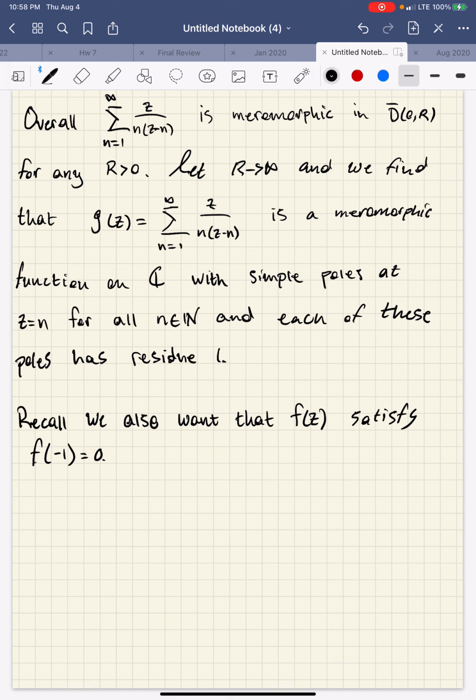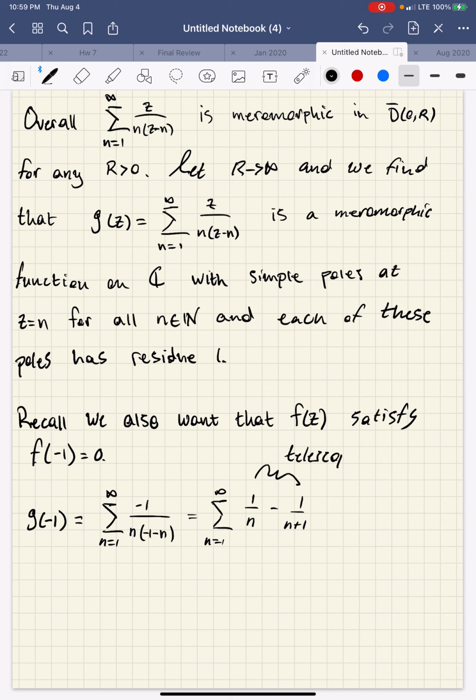So let's see what g of negative 1 is. g of negative 1 is the sum n equals 1 to infinity of negative 1 over n times negative 1 minus n. We can rewrite this as the sum from n equals 1 to infinity of 1 over n minus 1 over n plus 1. The cool thing about this is that it's telescoping, so we can get a nice closed form. This is 1 minus the limit as n goes to infinity of 1 over n plus 1, which is just equal to 1. So g of negative 1 is 1.